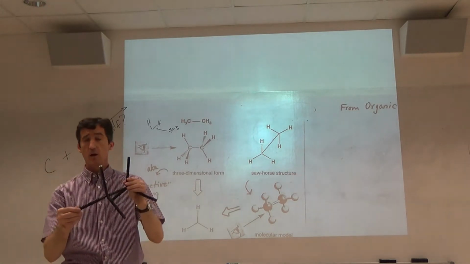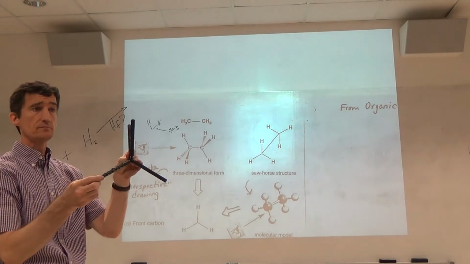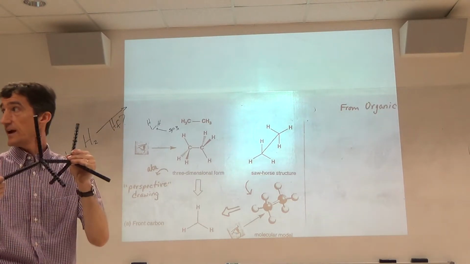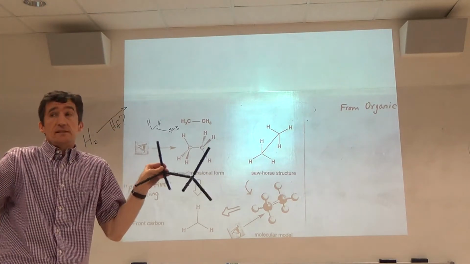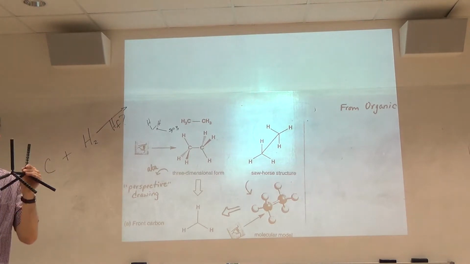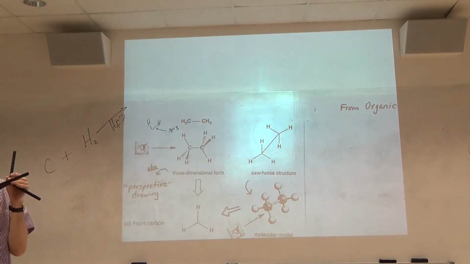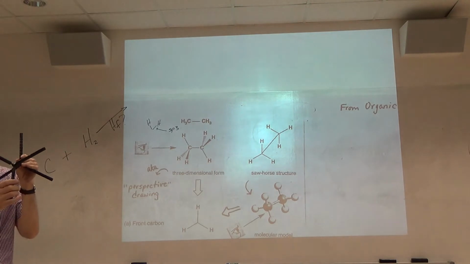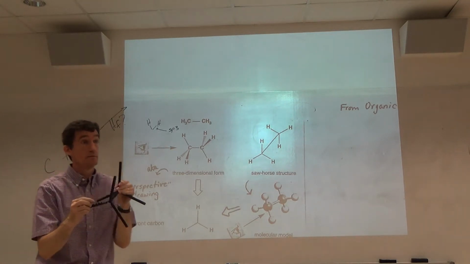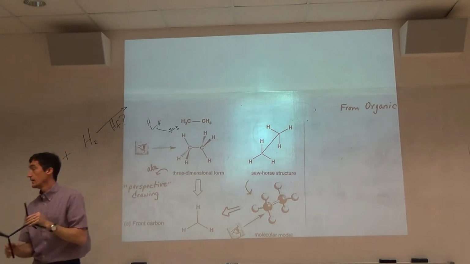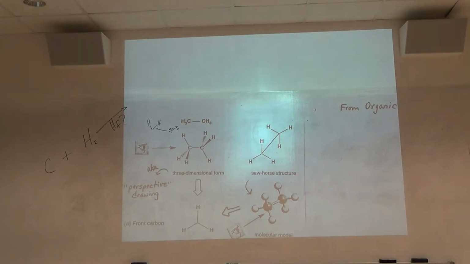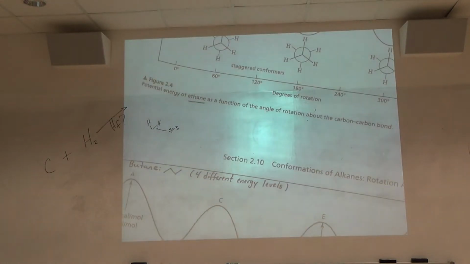Okay, energy. Which one is higher energy? Eclipsed is higher energy, because these electrons are like, I don't like this. Okay? And then you turn it, they're like, oh, okay. Well, I'm all right now. I don't like that. Okay, I'm all right now. Up there, okay? Now we can actually graph that. And that's shown over here.